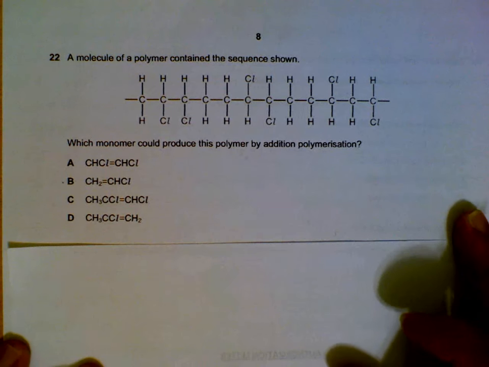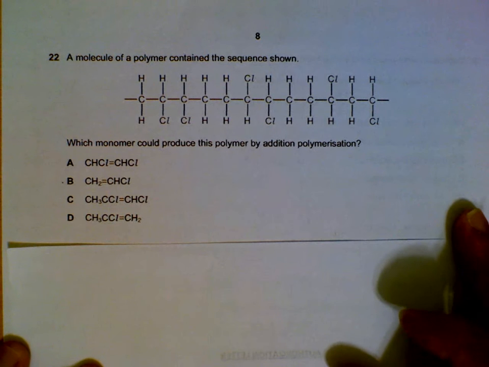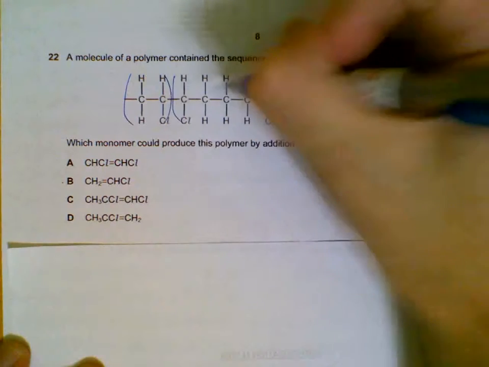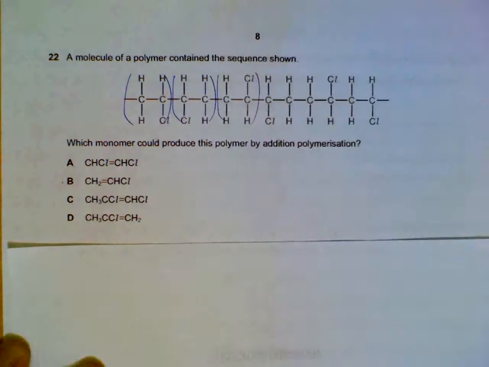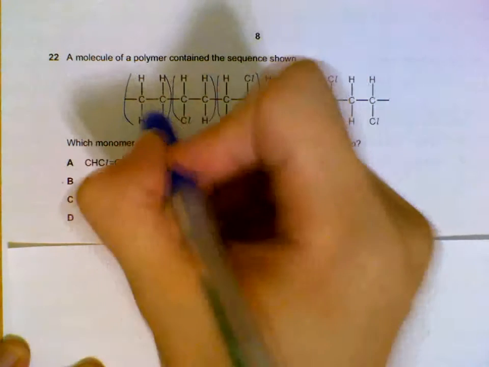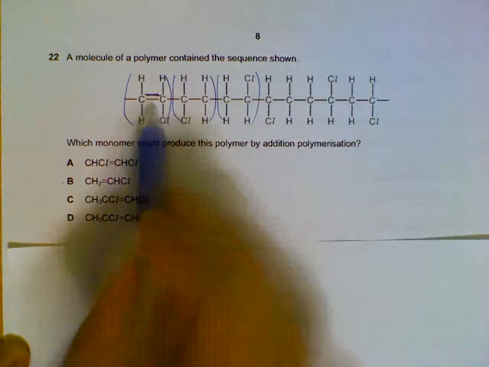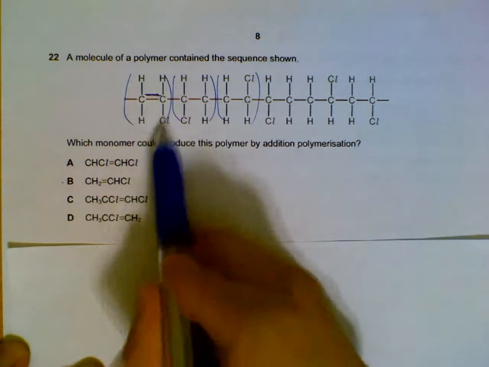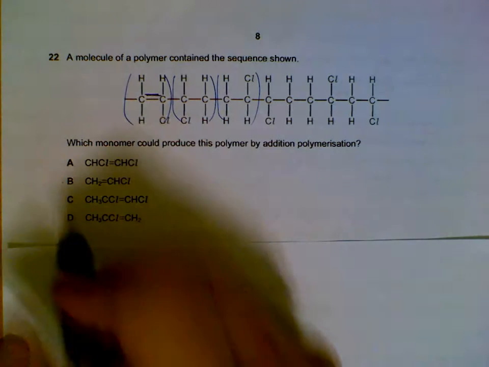A polymer that's formed, what is the monomer that will produce this polymer? We try to look for the repeating units. We can see that this is the repeating unit, and we form back the monomer. This is an addition polymer, so we will know that there's a double bond between these two carbons at the start. So a double bond, 3 hydrogen and 1 chlorine.